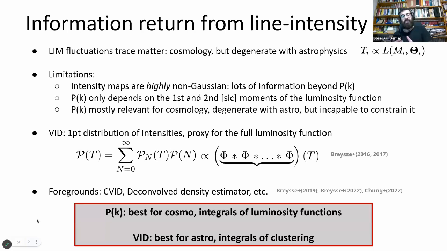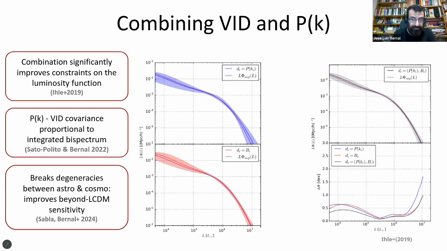Now, the VID is more prone to be contaminated by foregrounds, being a one-point statistic rather than a two-point statistic like the power spectrum. But there are already at least some proposals to deal with these systematics, such as the conditional Gaussian intensity distribution or the deconvolved density estimator, and particularly Dong Chung and other folks at COMAP are doing these studies. As a rule of thumb, the power spectrum is the best for cosmology because it depends on the integrals of the luminosity function, while the VID is the best for astrophysics because it depends on the integrals of the clustering. However, we can always combine the two of them because the combination is going to break these degeneracies.